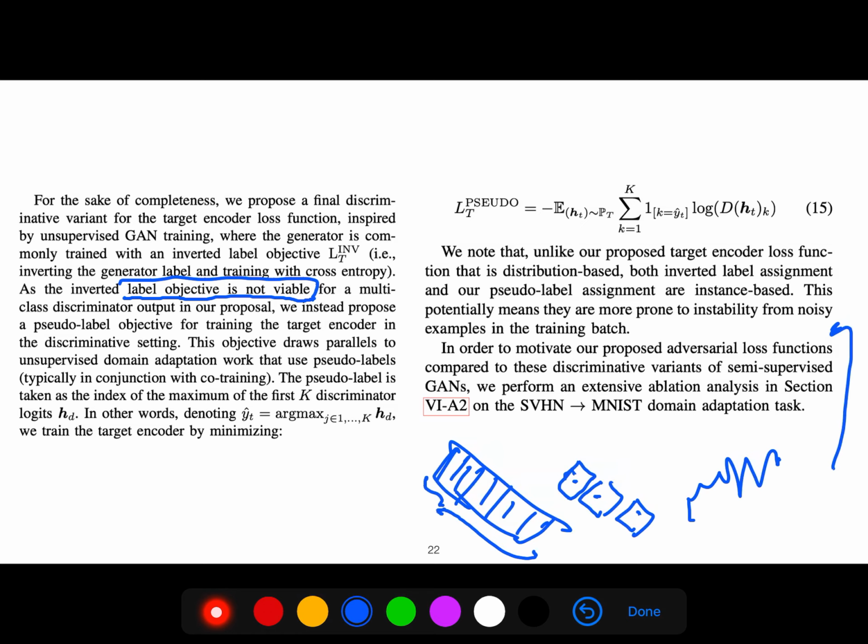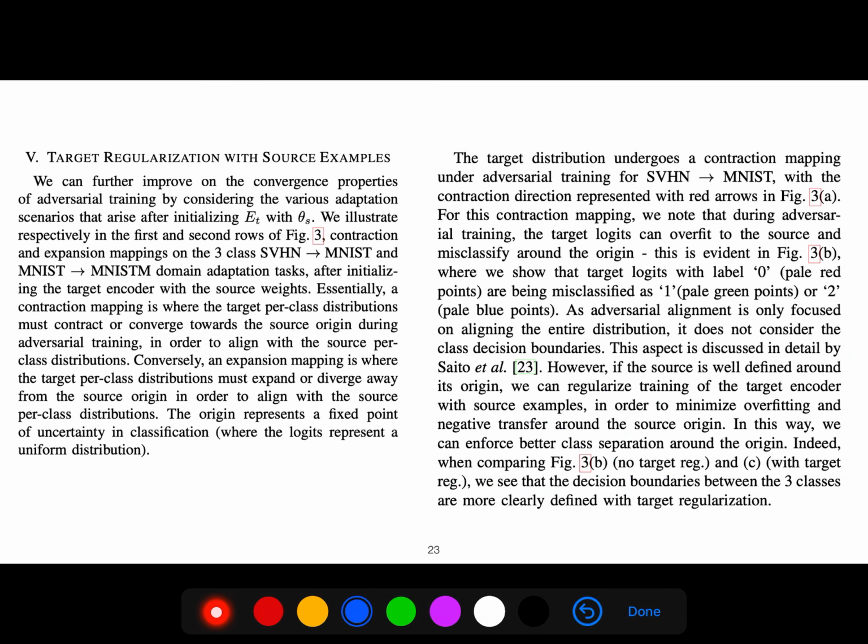In order to motivate our proposed adversarial loss functions compared to discriminative variants, we perform an extensive analysis. For example, when we go from the source domain, which is street view pictures of digits, to MNIST data, this is a domain adaptation, and they use target regularization as well.